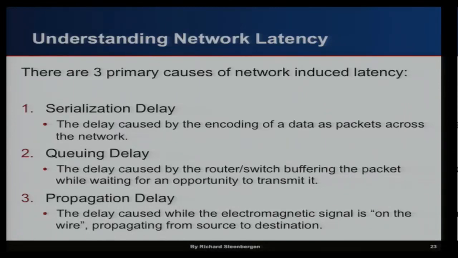I'll go into more detail later. Queuing delay is the delay of the packet sitting on a router, waiting for an opportunity to be transmitted. And propagation delay is purely the speed of light. It's how long it takes the signal to actually flow through the wire and come out on the other end.